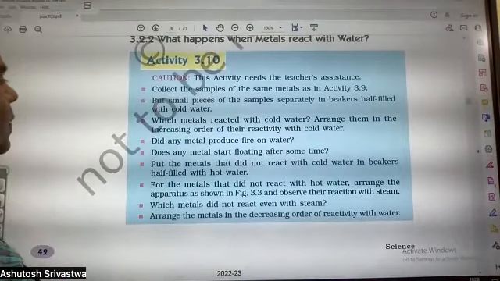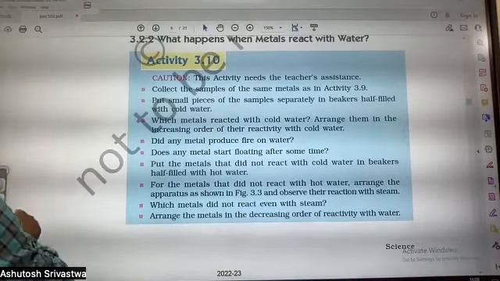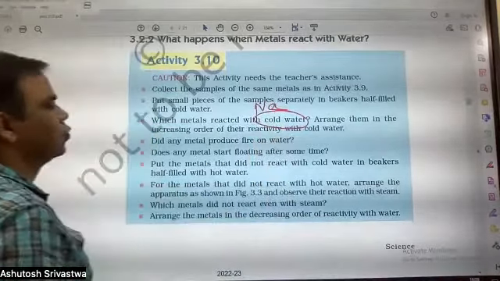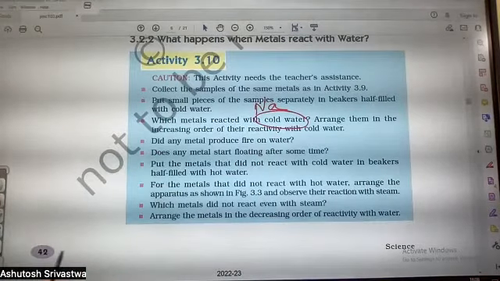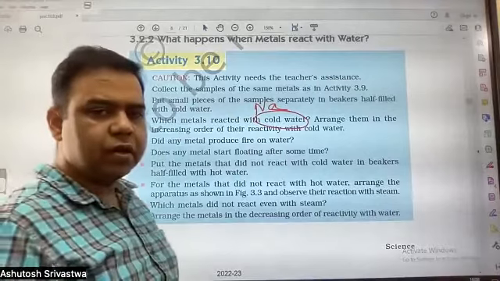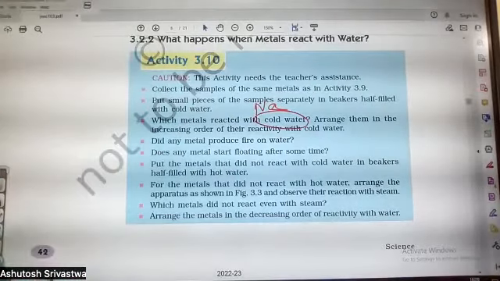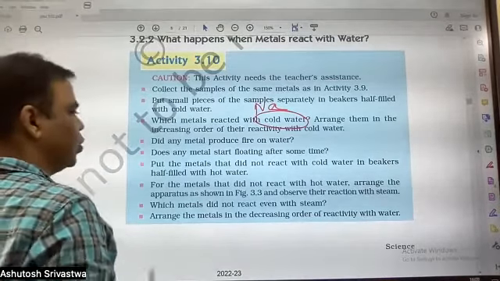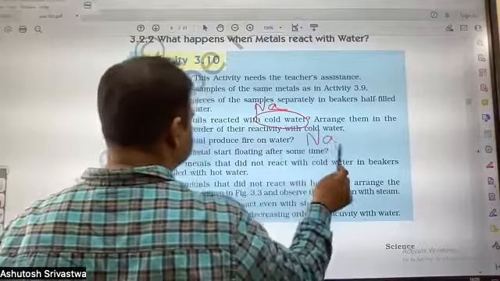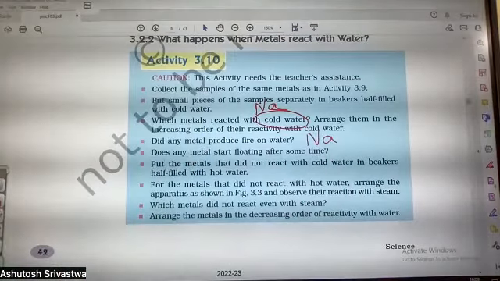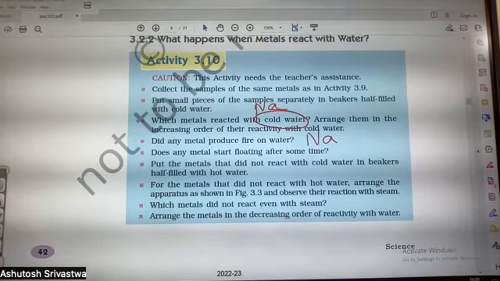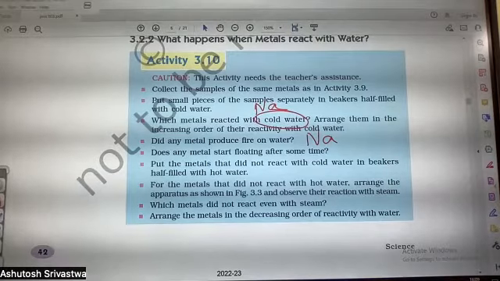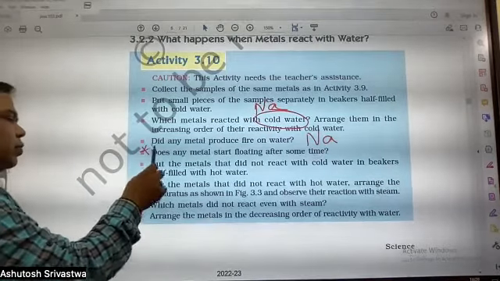Put some samples, which metal will react with cold water? So sodium is reacting with the cold water. Only sodium will react with cold water. None of the others will give you the reaction. Magnesium and aluminium will react with hot water. Does any metal produce fire on water? Yes, sodium. Does any metal start floating after some time? Put the metal that does not react; we have to just take it out.